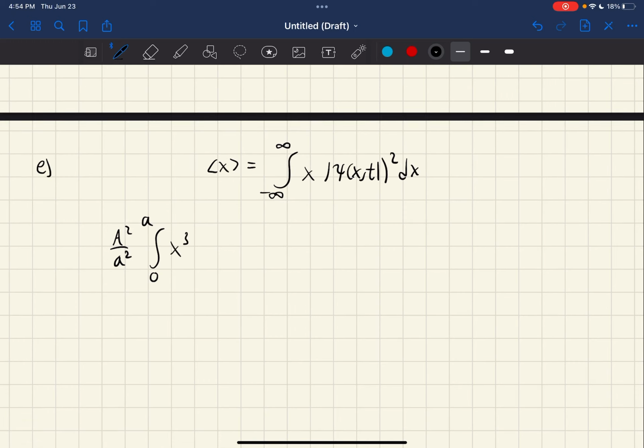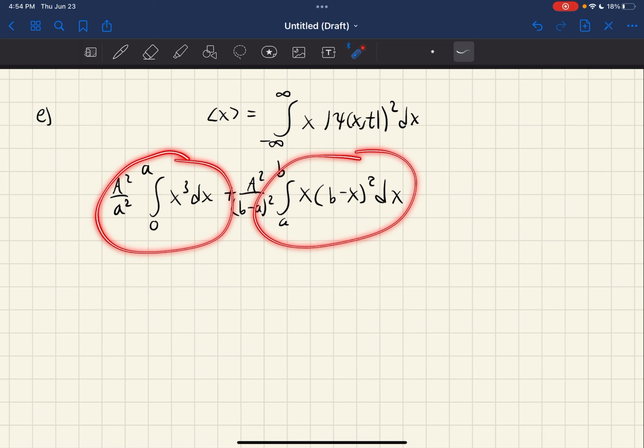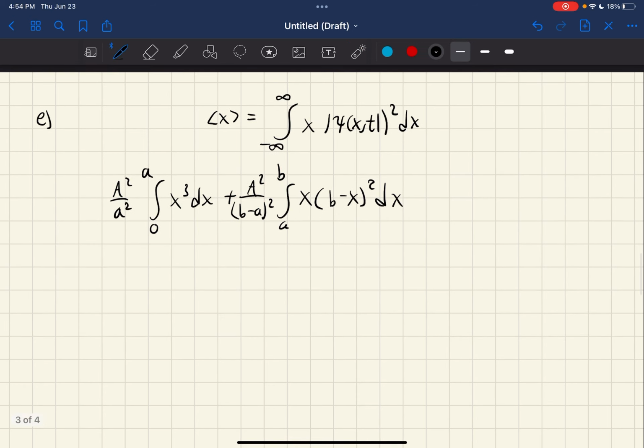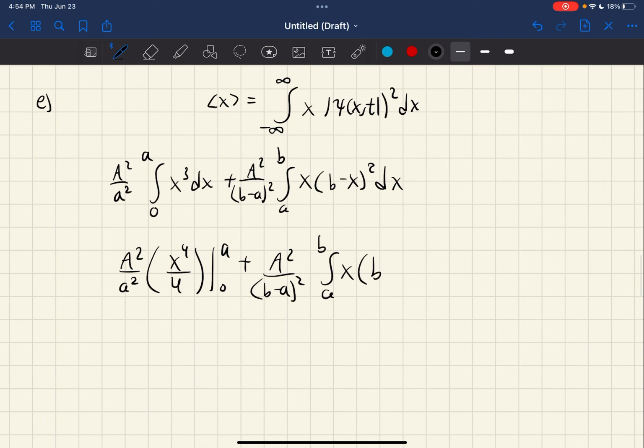So this is going to be x cubed dx plus the integral from a to b of psi squared, which is a squared over b minus a squared, and then x times b minus x squared dx. So we just need to solve this integral right here, and this integral, and sum them, and this will be the expectation value. So a squared over a squared times x to the fourth over 4, evaluated from 0 to a, plus a squared over b minus a squared, times the integral from a to b of x times, foiling this out, we get b squared minus 2bx plus x squared dx.